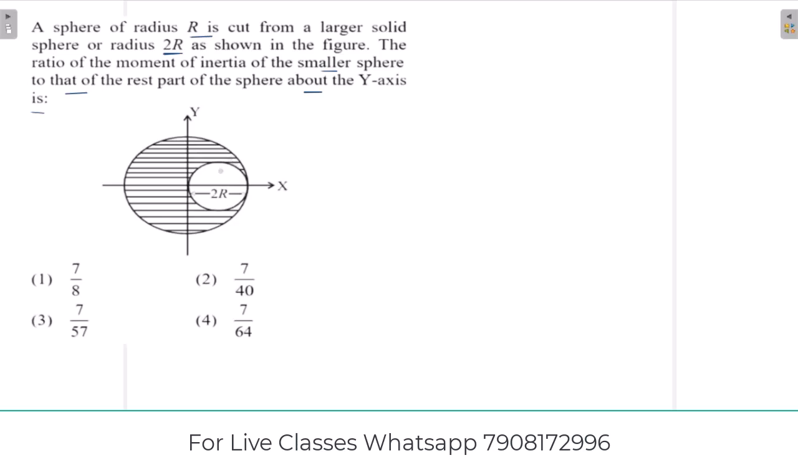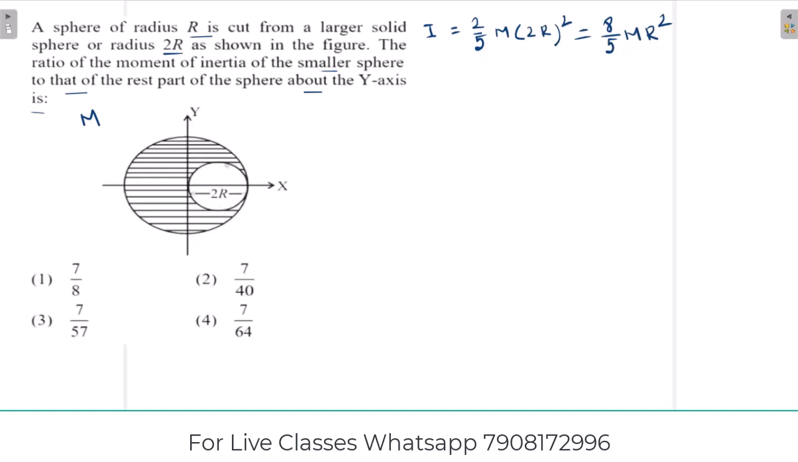sphere. Now, let's assume the total mass of the sphere is capital M. So, when the sphere of radius r is not removed, the total mass is M. So, the total moment of inertia about the y-axis is I equal to 2 by 5 M r square, that is the radius. Now, the radius of the larger sphere is 2r. So, 2r whole square, that is 4r square. So, 4 into 2 is 8, that is 8 by 5 M r square. This is the moment of inertia of the solid sphere.